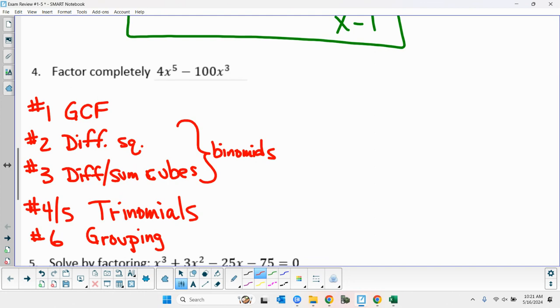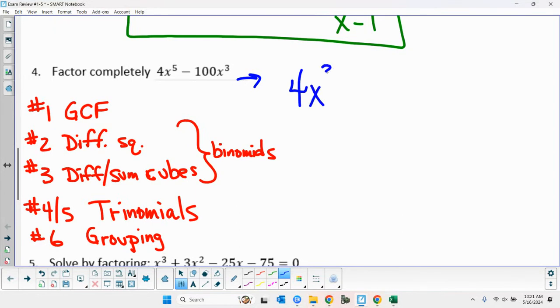Okay, but that's basically the thought process I always go through when I do a factoring problem. I ask myself if there's a GCF, then I look and see if it's difference of squares or sum or difference of cubes if it's only got 2 terms. If it's got 3 terms, I jump down here and do it as a trinomial. If it's got 4 or more, then I do grouping. Okay? So anyway, what's the GCF of this one?